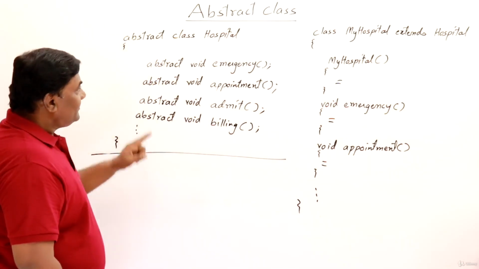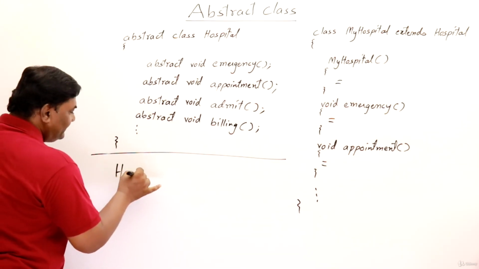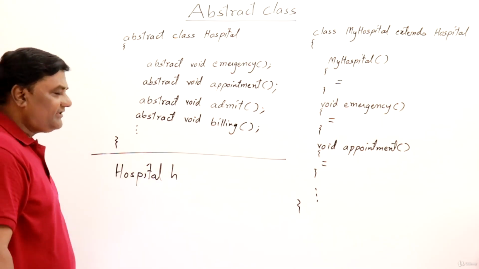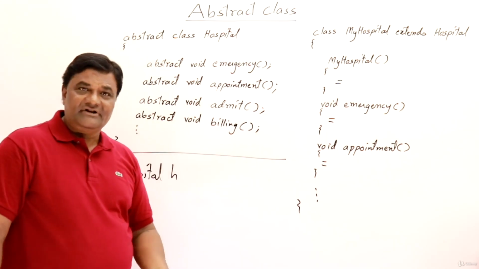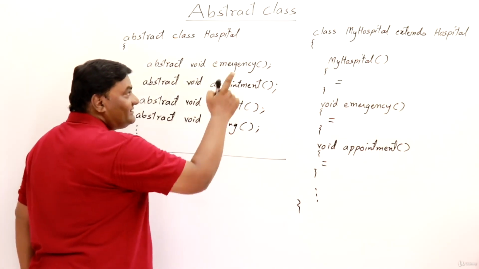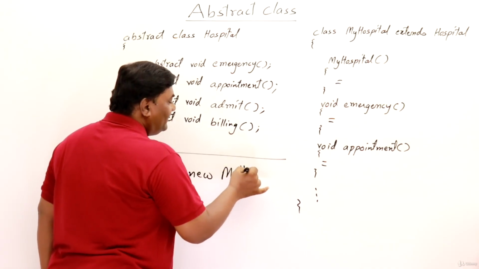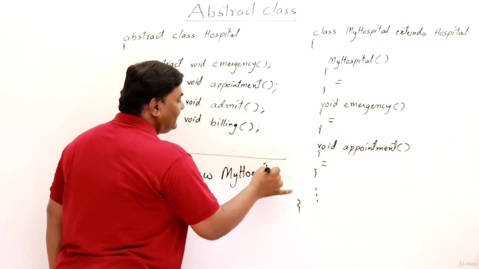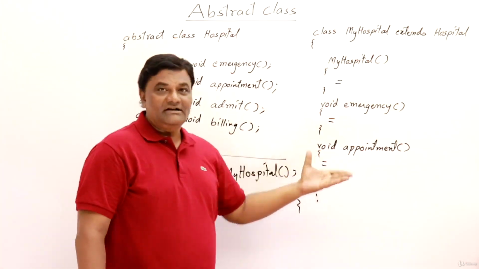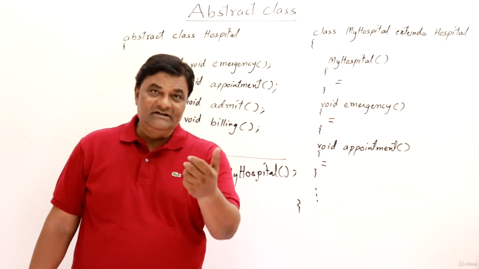You cannot create the object, but can you have a reference of this abstract class? Yes. Let us say this is Hospital h. Yes, I can have a reference. What is the use of having a reference? If you have the reference, you can assign the object of a concrete subclass. This is the subclass, so I can make an object of MyHospital, right? So I can have a reference of this one hold an object of the subclass. Yes, a superclass reference can hold the object of a subclass. We have already learned this.